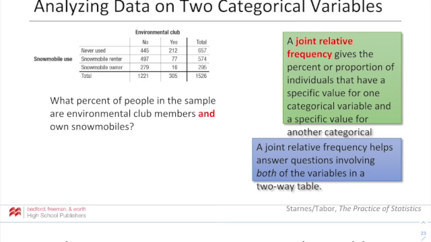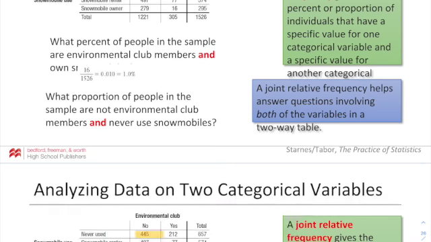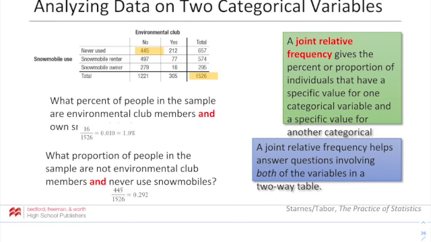So here's a question. What percent of people in the sample are environmental club members and own snowmobiles? Well, there are 16 in the survey that answered yes, they're in the club and they own a snowmobile. So 16 out of the total 1,526 are environmental club members and own a snowmobile. What proportion of people in the sample are not environmental club members and never use snowmobiles? So not in the club and never use a snowmobile, 445 of the 1,526.